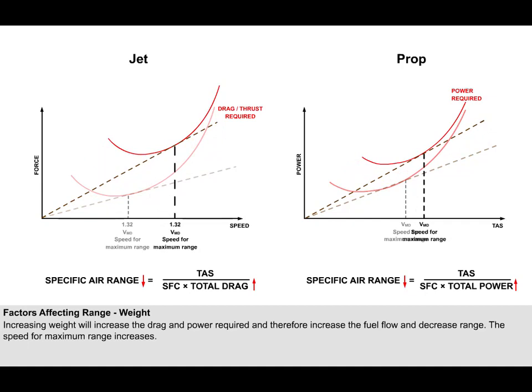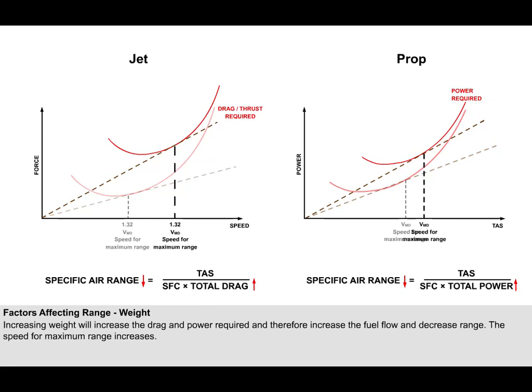Looking at the jet diagram which uses drag, you can see for higher weights the aeroplane is subject to a higher drag force and therefore requires a higher rate of fuel flow. This will decrease specific range. However, notice that the speed for maximum range, 1.32 VMD, is now higher. For a propeller-driven aeroplane, it is much the same. At higher weights, more power is required.